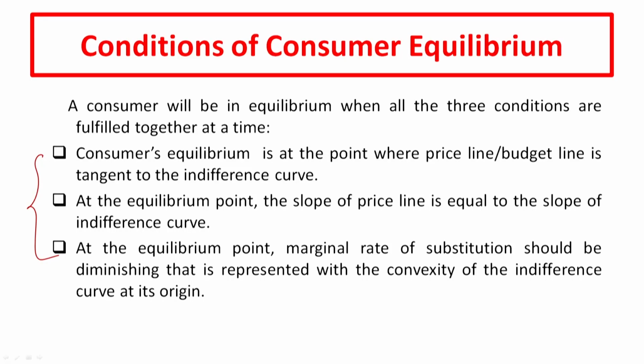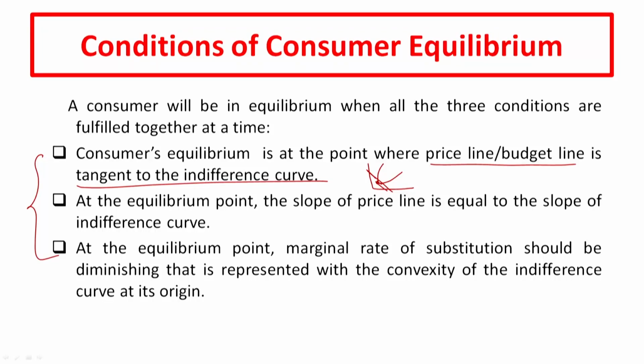The first condition is price line or budget line is tangent to the indifference curve. That means this is your price line, and this is your indifference curve. So your price line and indifference curve are tangent to each other. That means your price line touches the indifference curve at some point.